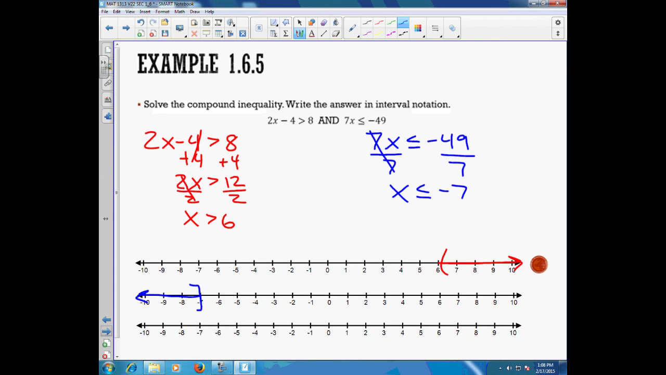Now if we put these two lines together onto the same line, they're not going to overlap anywhere. There are no numbers that are greater than 6 and less than or equal to -7. And because there are no numbers that will satisfy both inequalities, this compound inequality has no solution.